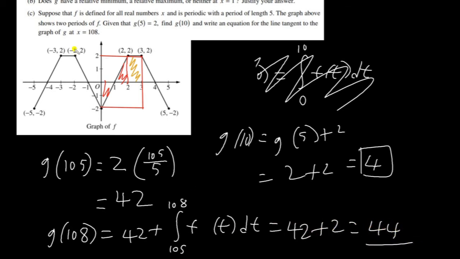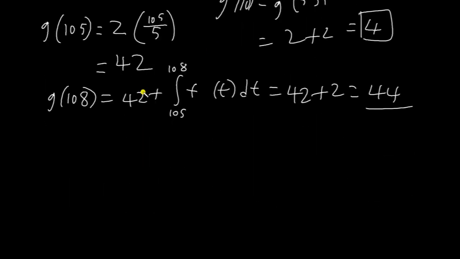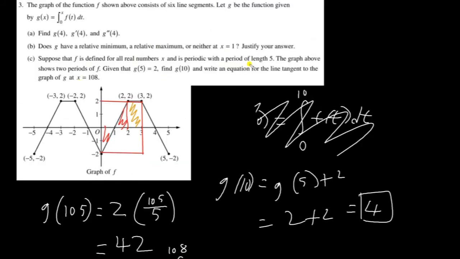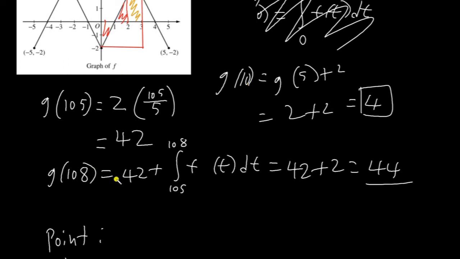Okay, so why do we want that? Well, since we're trying to find the line tangent to the graph of g, we want to figure out the point there and the slope there, right? So the point is 108 comma g of 108, which is the same as 108 comma 44, right?